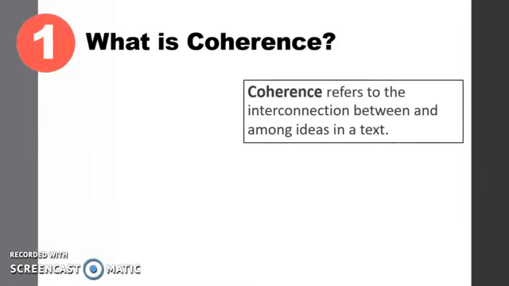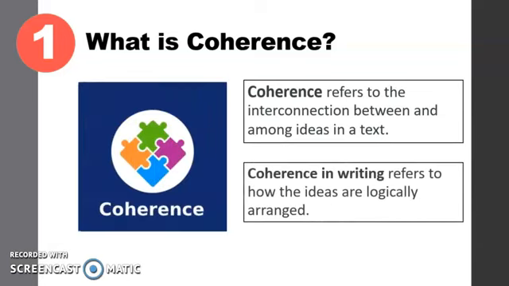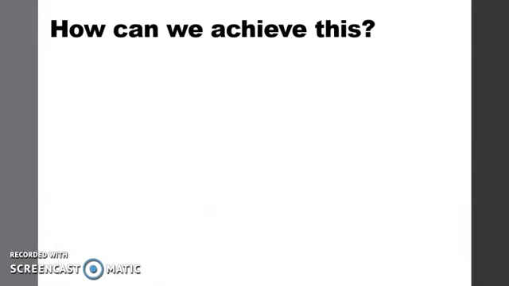Now, coherence refers to the interconnection between and among ideas in a text. At the discourse level, this means that all ideas or expressions in the text are clear. This also means that all ideas cohere systematically with each other. Coherence in writing refers to how the ideas are logically arranged. It is essential to arrange the body logically in order for your readers to follow what you want to say in your writing.